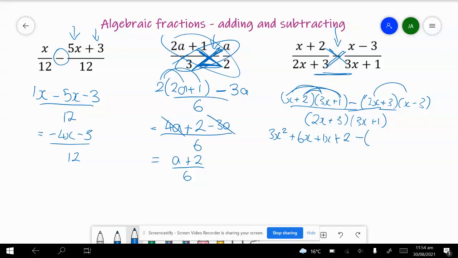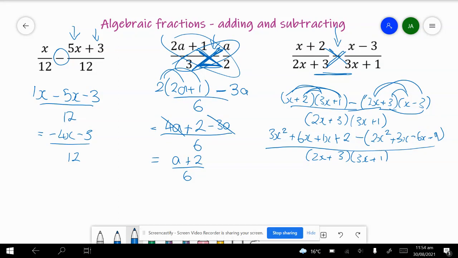So 2x times x is 2x squared. 3 times x is 3x. Negative 3 times 2x is negative 6x. And then 3 times negative 3 is minus 9. Put it all over 2x plus 3, 3x plus 1. Okay, so what we can do is tidy up the top line.